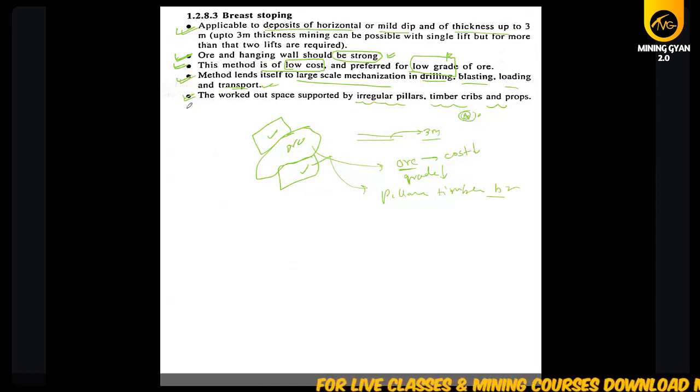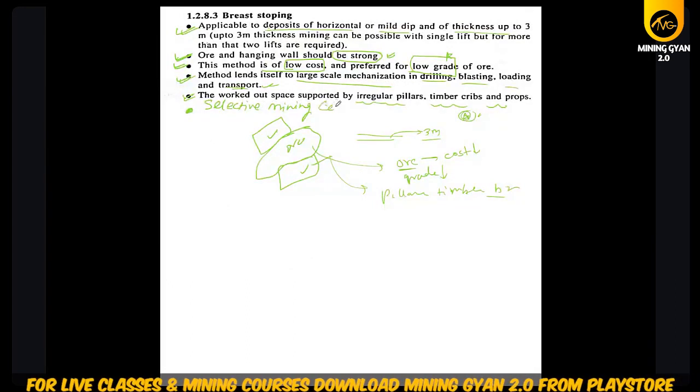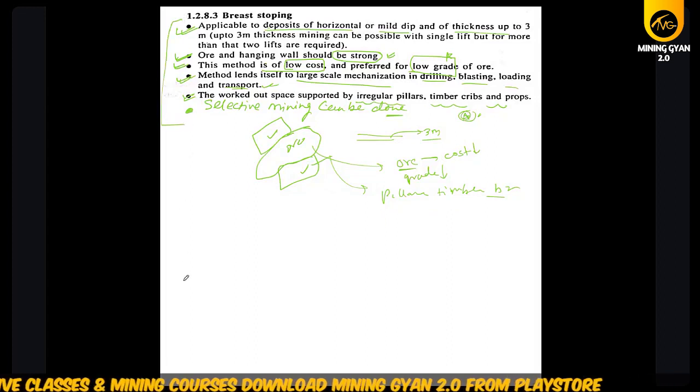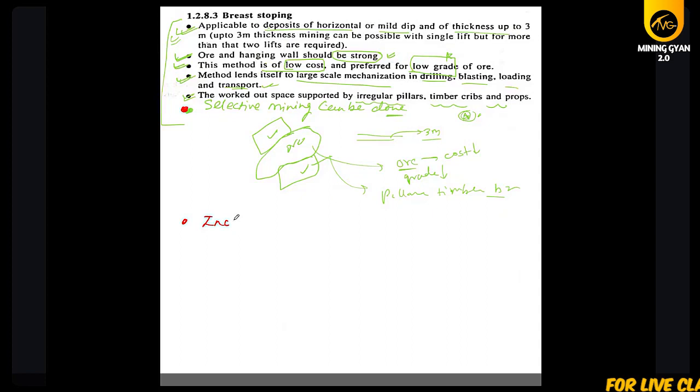In this method, add 1 extra point, that in this method selective mining can be done. Okay, selective mining. So write down these 4 to 5 points. Other points already mentioned in AK Gorai, please write these points. And another 1 point you should also write down: selective mining, and the other point is inclination.